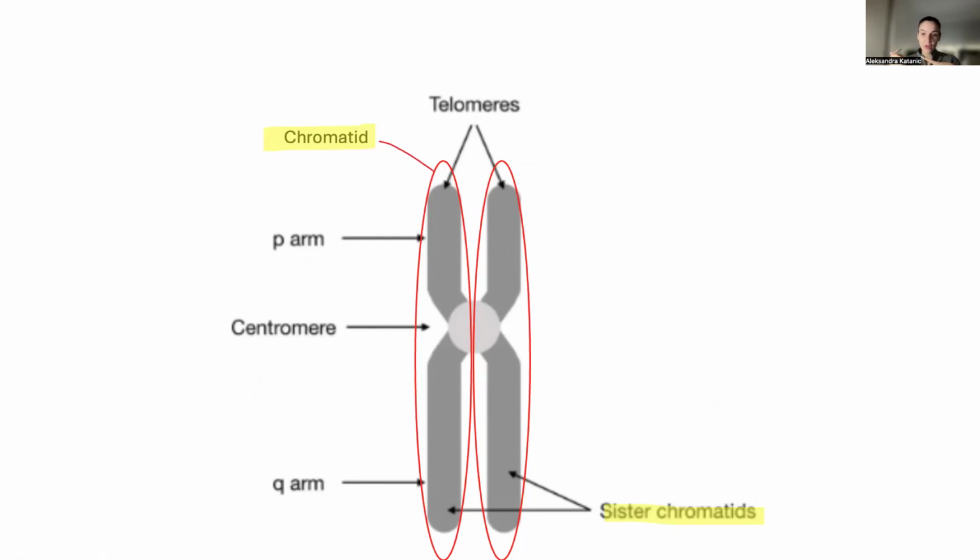And then moving on in meiosis 1, homologs pair and sister chromatids stay joined. In meiosis 2, the sister chromatids finally separate, and then we can create the haploid gametes at the end.